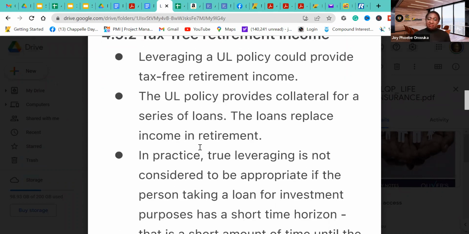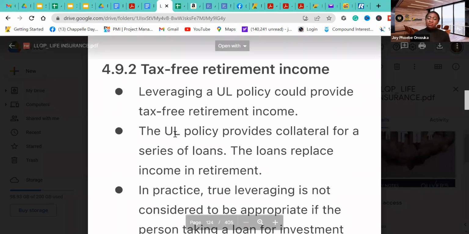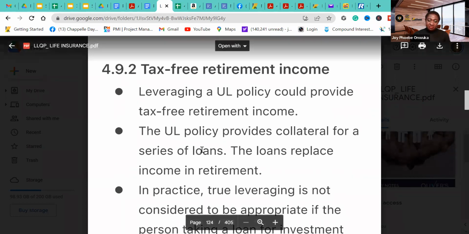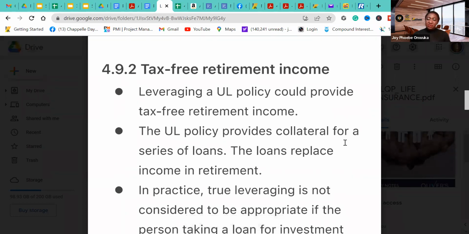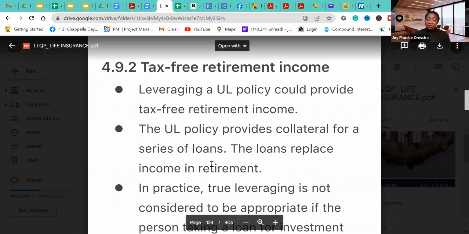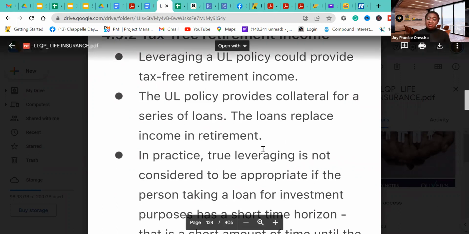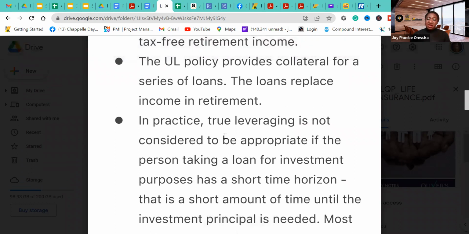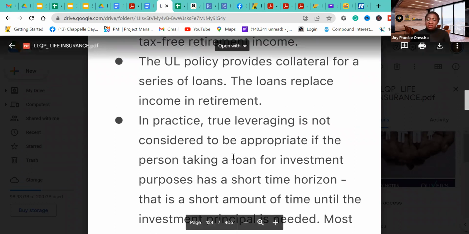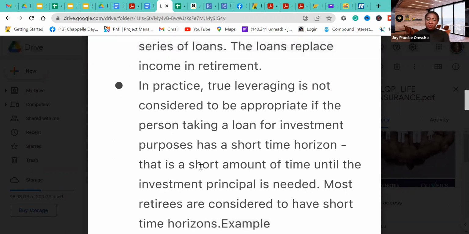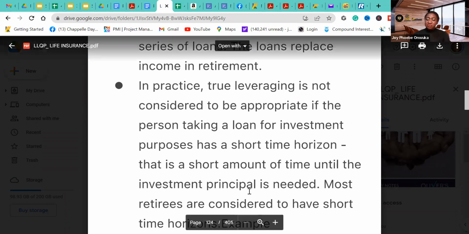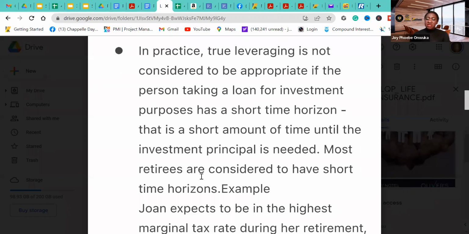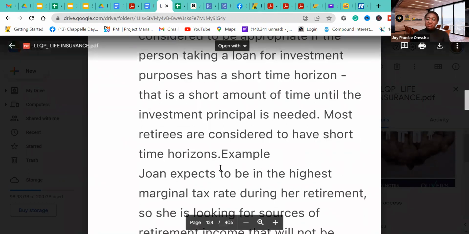Tax-free retirement income. Leveraging a UL policy could provide a tax-free retirement income. The UL policy provides collateral for a series of loans. The loan replaces income in retirement. Now, in practice, true leveraging is not considered to be appropriate if the person taking a loan for investment purposes has a short-term horizon. That is a short amount of time until the investment principal is needed. Most retirees are considered to have a short-term horizon.